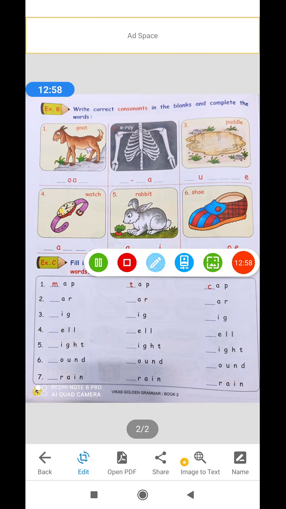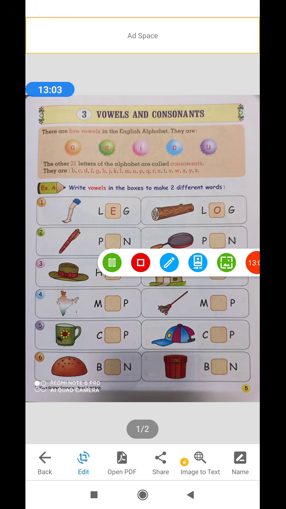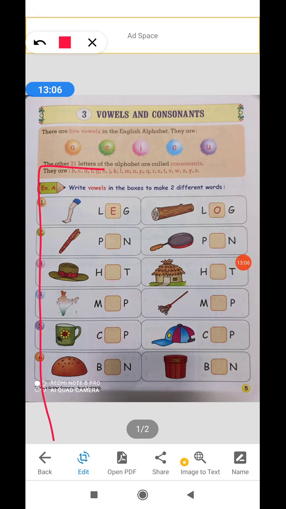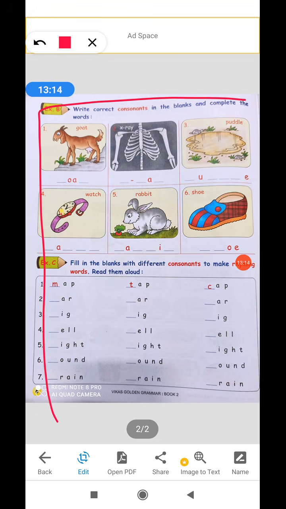So you have to write this exercise in your English grammar book. And also exercises B and C in your English grammar book.